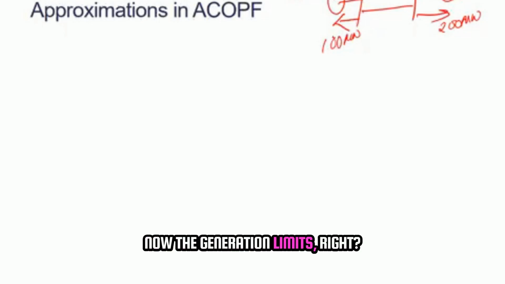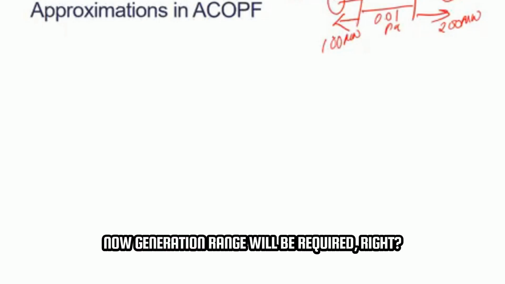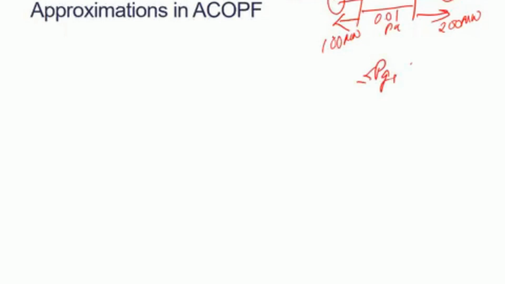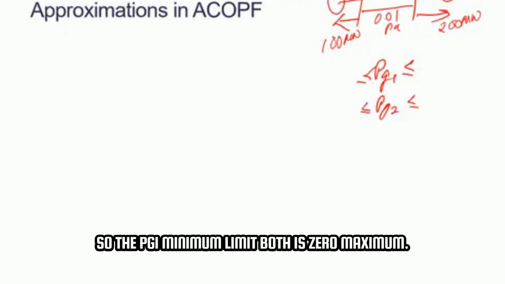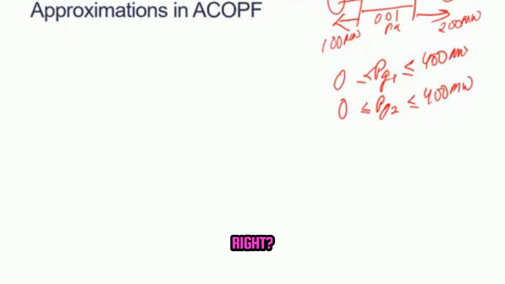Now the generation limits. So let's assume the line reactance is 0.01 per unit. Now generation range will be required, so that is missing here. So let's assume the PG1 minimum limit is 0. Maximum, let's assume it is 400 megawatt, and this is also 400 megawatt.